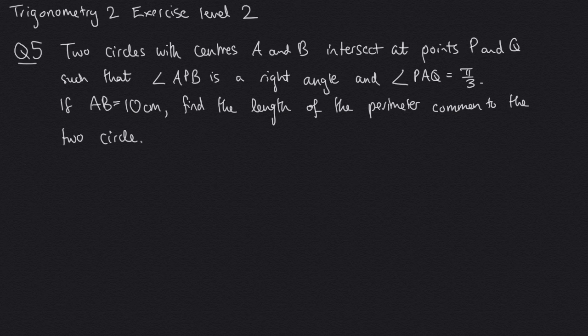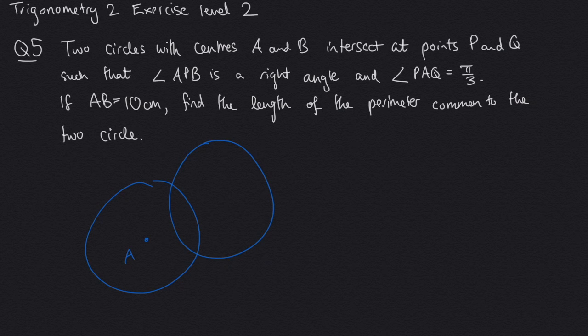So let's draw two circles with centres A and B. And what we know is that these two circles intersect at points P and Q. We're also told that angle APB is a right angle, and we're given that angle PAQ is pi over 3 radians. So I'm just going to join up Q to B as well to form a quadrilateral.